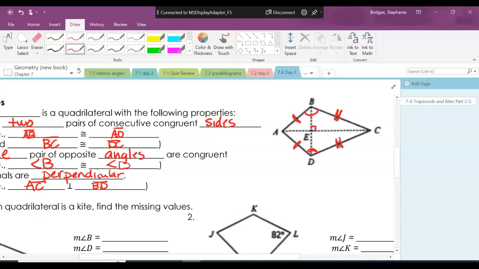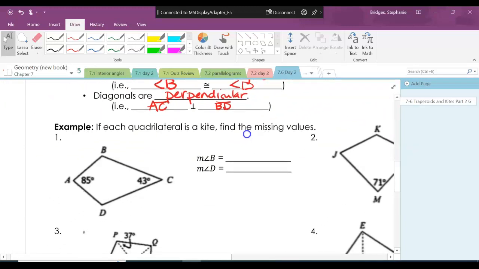Quick question. How many sides does a quadrilateral have? 4. And we know that every quadrilateral has to have how many degrees in its angles? 360. So we need to keep that in mind as we're going through and working this stuff out. Is everybody ready? Okay, let's take a look at number 1.